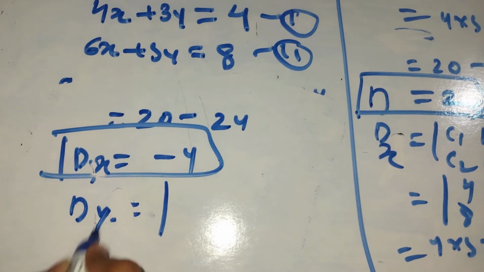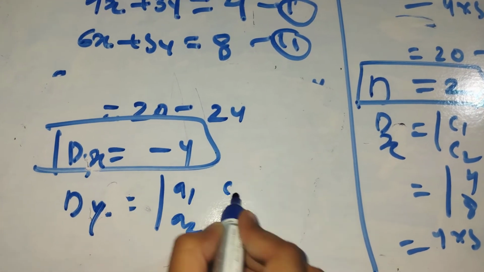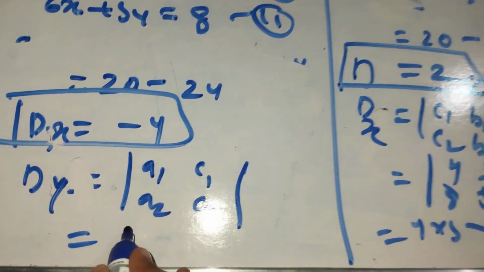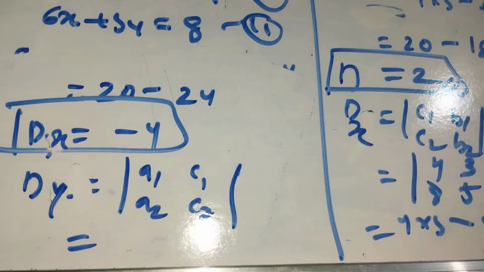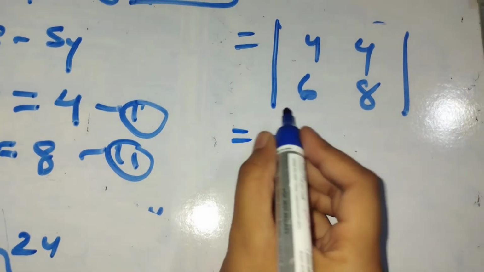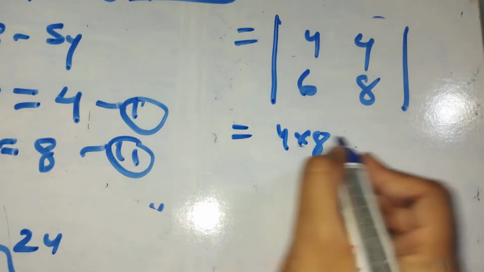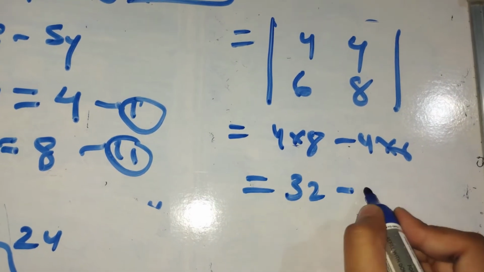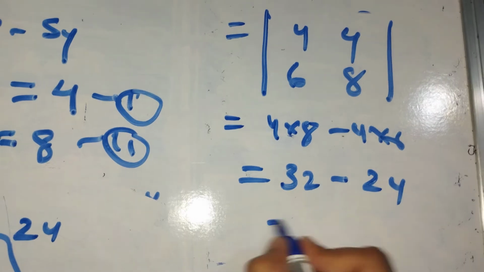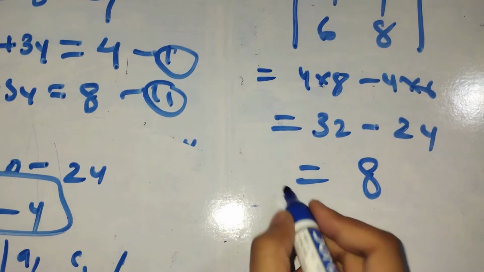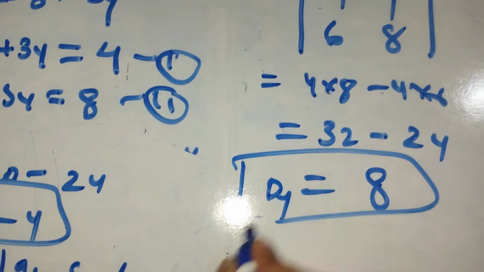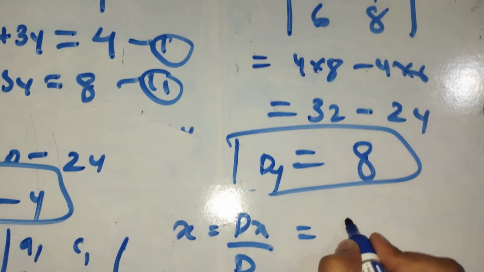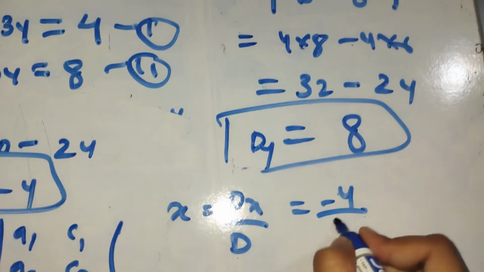Dy is your A1 A2 as it is, C1 C2, the second column will change, so dy value is your 4 6 4 8. 4 multiplied by 8, 4 multiplied by 6, 32 minus 24, 8 will be your dy. So now finding the x value, dx by d. So dx by d, your dx value is minus 4 and d value is your 2.